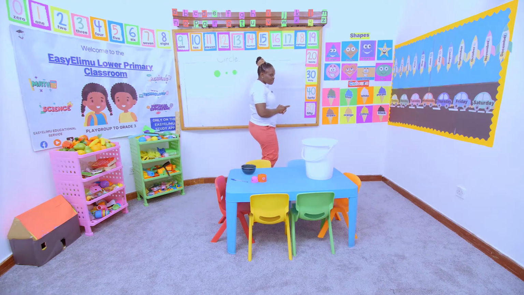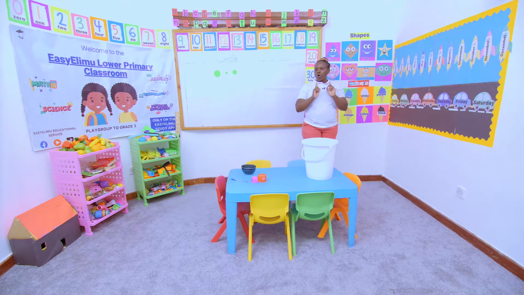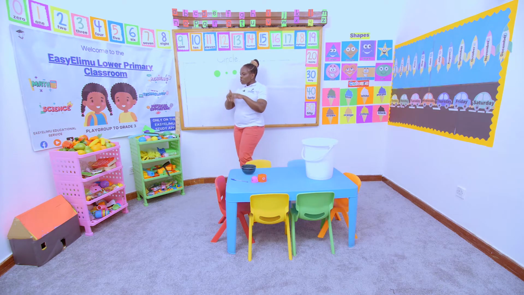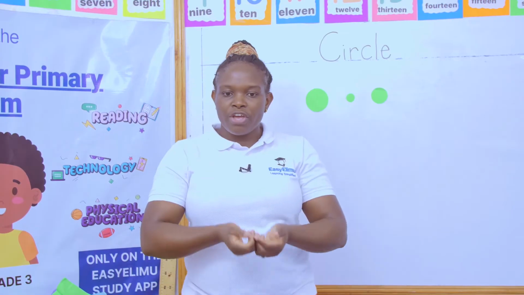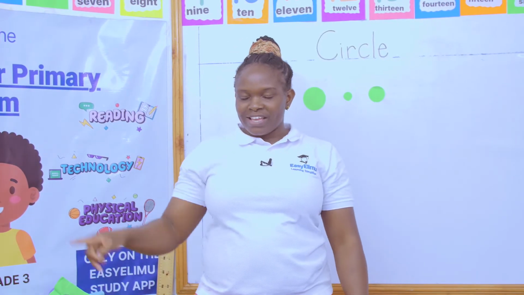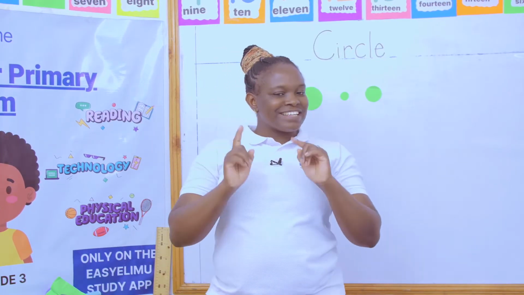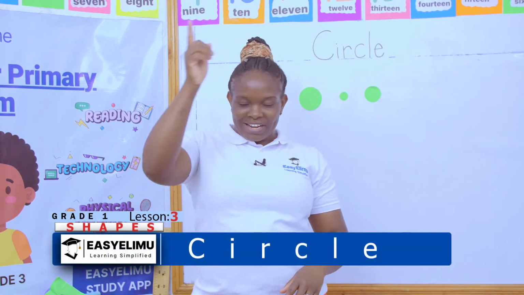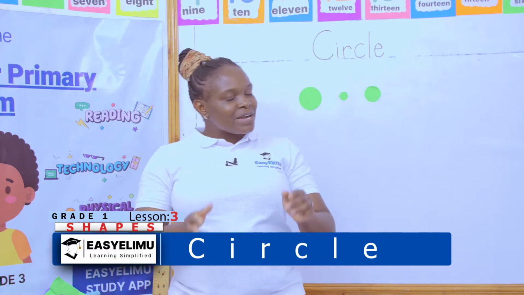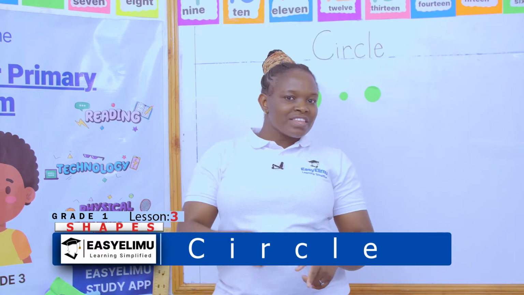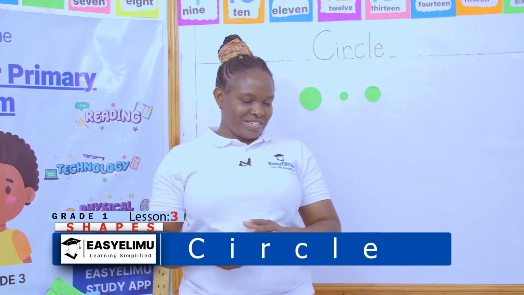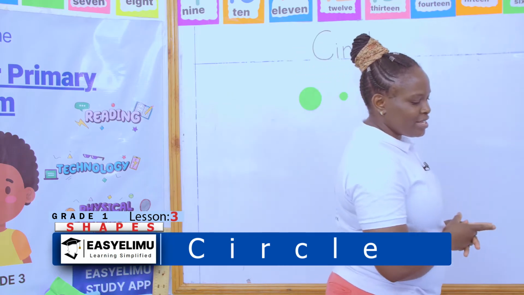Today, our song goes like this. Mr. Circle, how do you do? Here I am, rolling round and round. Again, now you do it on your own. Mr. Circle, how do you do? Here I am, rolling round and round.